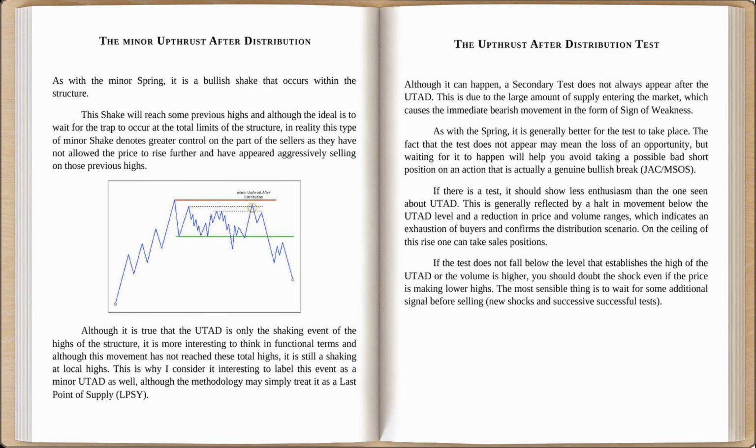The fact that the test does not appear may mean the loss of an opportunity, but waiting for it to happen will help you avoid taking a possible bad short position on an action that is actually a genuine bullish break. If there is a test, it should show less enthusiasm than the one seen on the UDAD. This is generally reflected by a halt in movement below the UDAD level and a reduction in price and volume ranges, which indicates an exhaustion of buyers and confirms the distribution scenario.